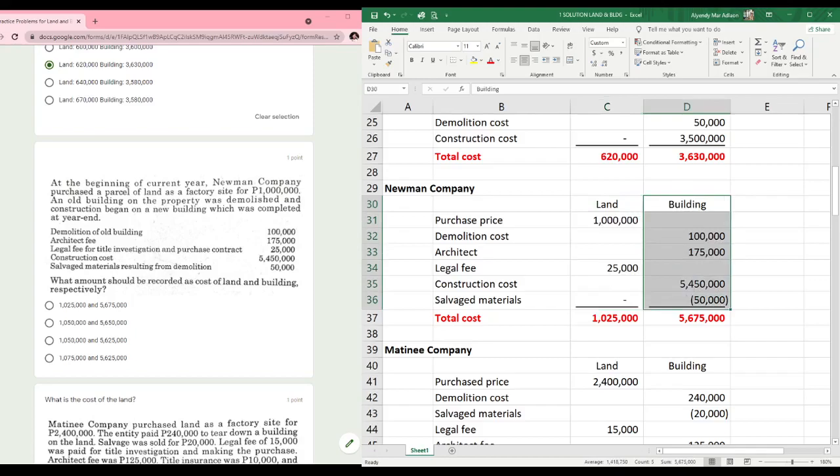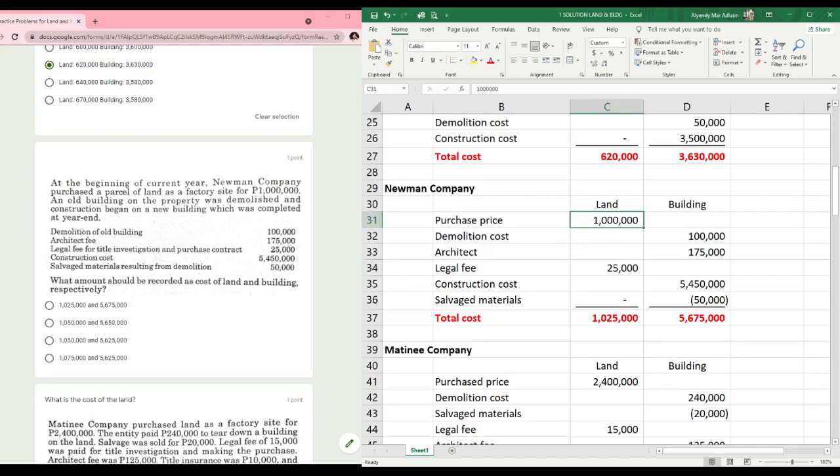So firstly, we have to consider the purchase price. The purchase price here is 1,000,000. And take note that there is also, again, an old building. So what is the rule? Firstly, we have to allocate the purchase price of 1,000,000 to both the land and the old building. But since again in this problem, there is no fair value given, you give the 1,000,000 to the land only. Okay? Next is the demolition of old building.